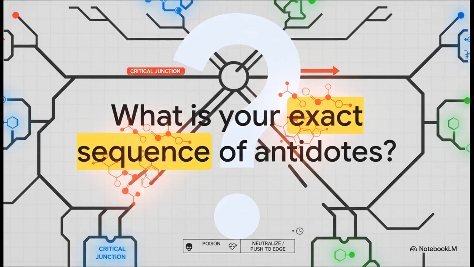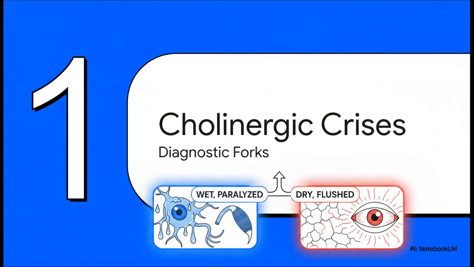You absolutely cannot just guess. Every single intervention you choose either neutralizes the poison or pushes the patient right over the edge. So let's map out these critical junctions. Module 1. Cholinergic crises, organophosphates versus anticholinergic forks.